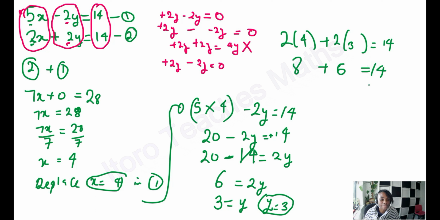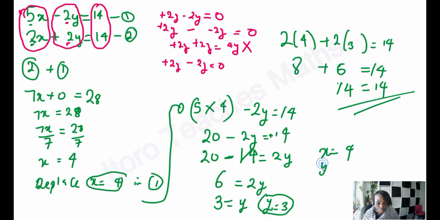So now we know that obviously 8 plus 6 is 14, equals 14. So when we have this, we are confident that our solutions of x equals 4 and y equals 3 are correct. And we've done that using the process of elimination.